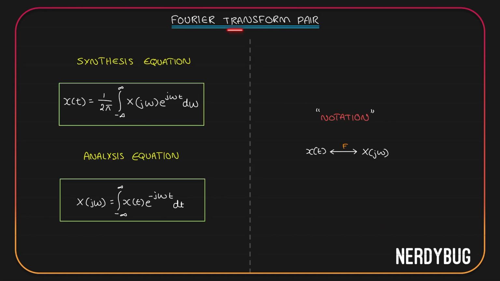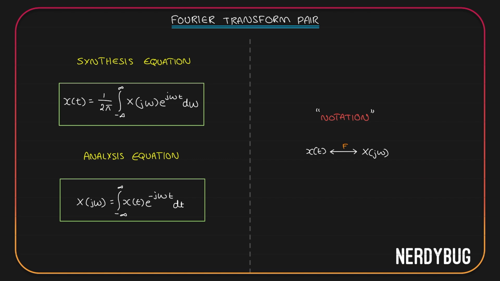Let us start by revisiting Fourier transform pair. We had a synthesis equation that is x of t is equal to 1 by 2 pi integral from minus infinity to infinity x of j omega e raised to j omega t d omega. And we had an analysis equation x of j omega is integral from minus infinity to infinity x of t e raised to minus j omega t dt.